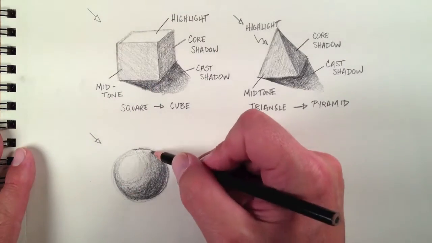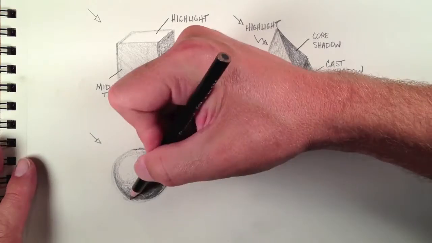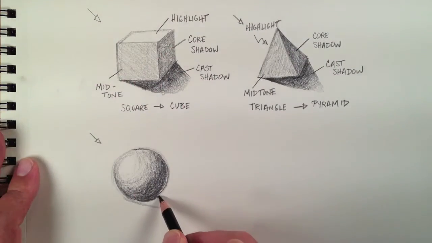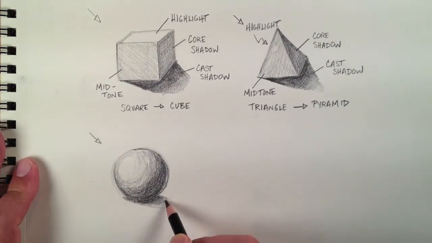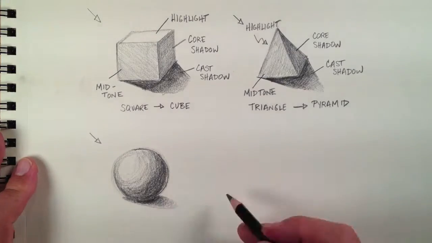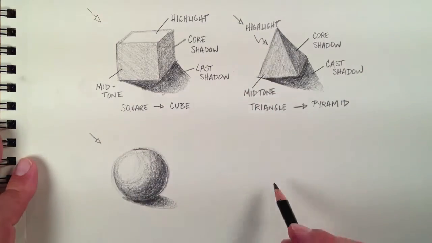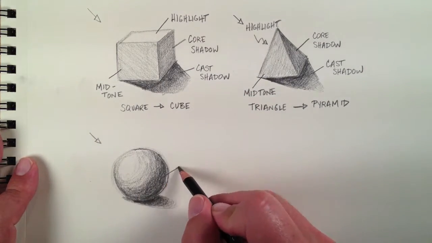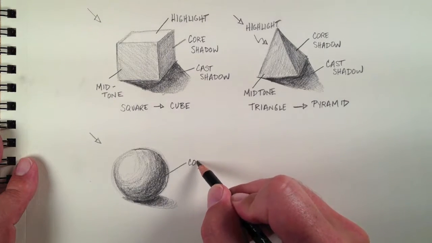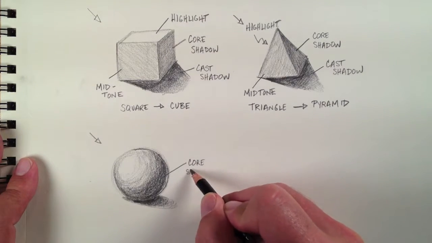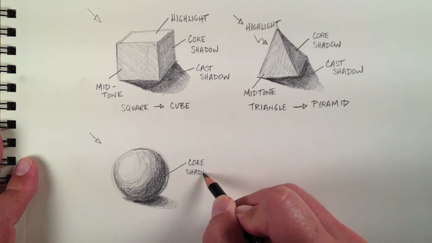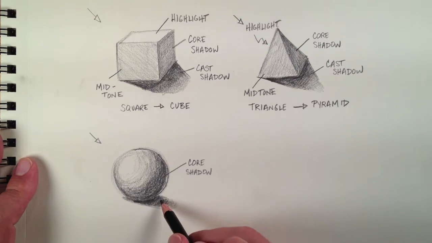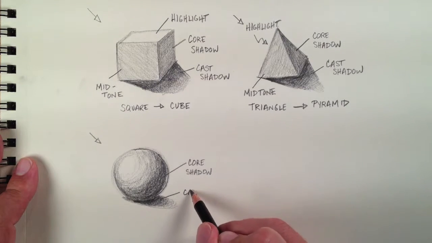Now in the case of a sphere, unlike the cube and the pyramid, there should be a gradation of shadowing that happens. Because the sphere is rounded, there'll be a smooth transition from dark shadow to the highlight. So here we see the core shadow on the sphere. We also have a cast shadow underneath.